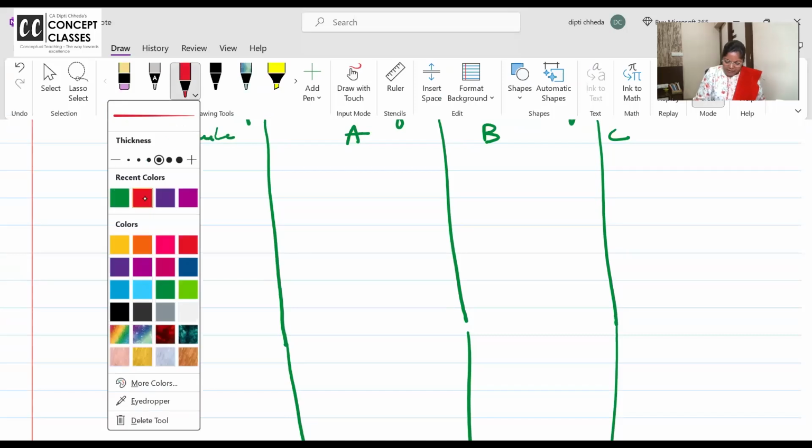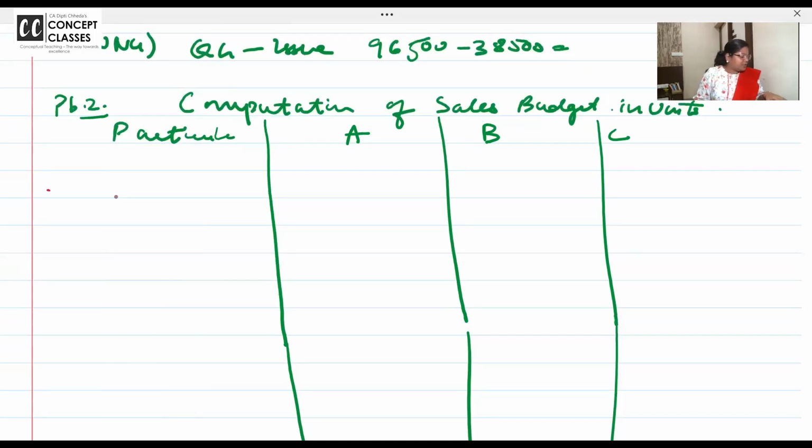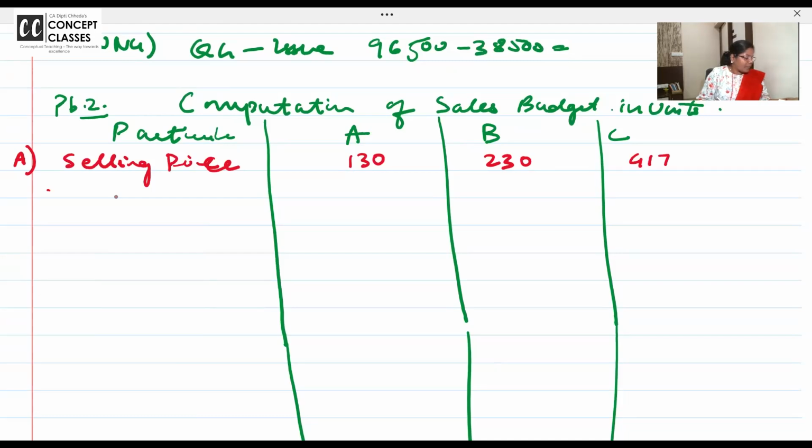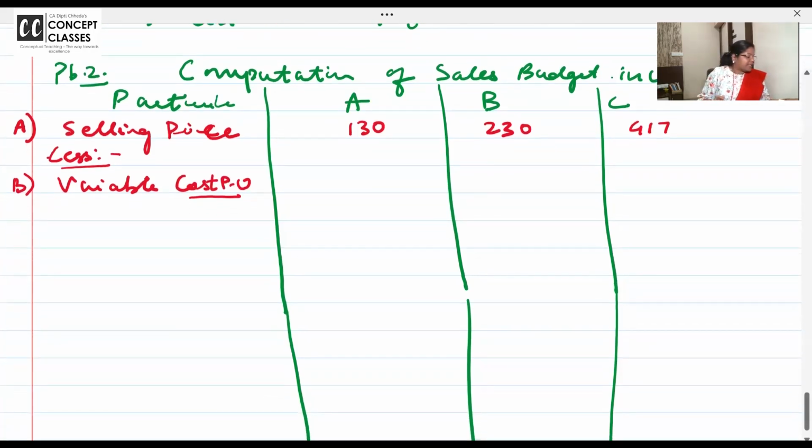Put your left hand in the textbook and read it with me. First thing they have given you ready is ABIT. Selling price. Selling price आपको तैयार दे दिया है. 130, 230, 417. Less BBIT. Variable cost per unit. Variable cost per unit we will calculate.